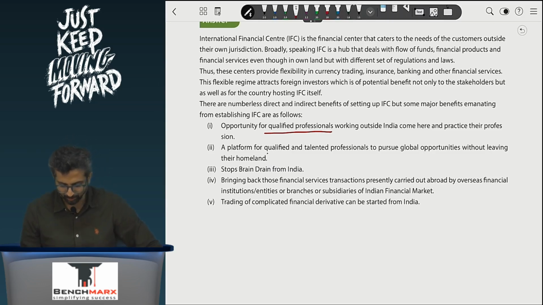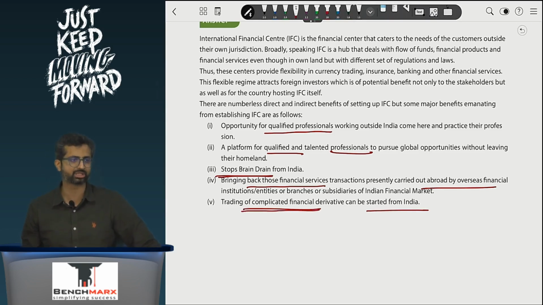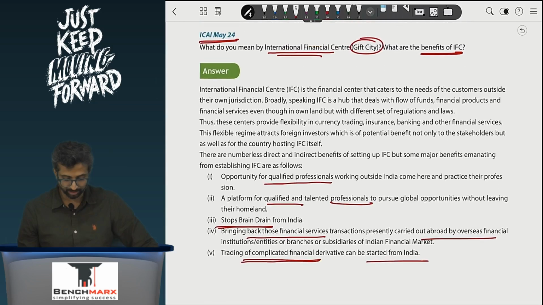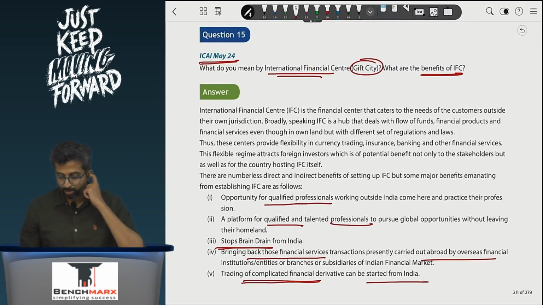So platform for qualified and talented professionals, it will help stop brain drain from India, bring back financial services which are presently carried out overseas, and trading of complex derivative products can be started from India where regulations are much easier now. In the Gift over here, the most important thing is it is a financial center.